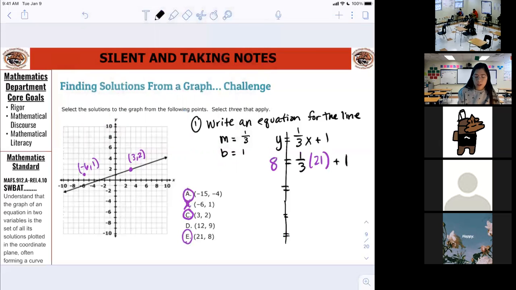21 times 1/3. 21/3 is 7. 7 plus 1? 8. Good. That one was almost easier because there were no negatives. Questions on those 3? Nope. Would anyone like me to show why D is incorrect?